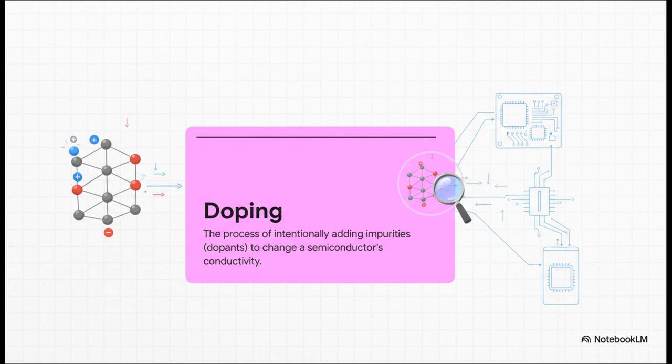Now, I want to be really clear. This isn't some messy contamination. It's an incredibly precise, high-tech engineering process. We're talking about adding maybe just one special atom for every million silicon atoms. And that tiny, tiny change completely transforms the material's electrical properties. This is the absolute key to making everything work.